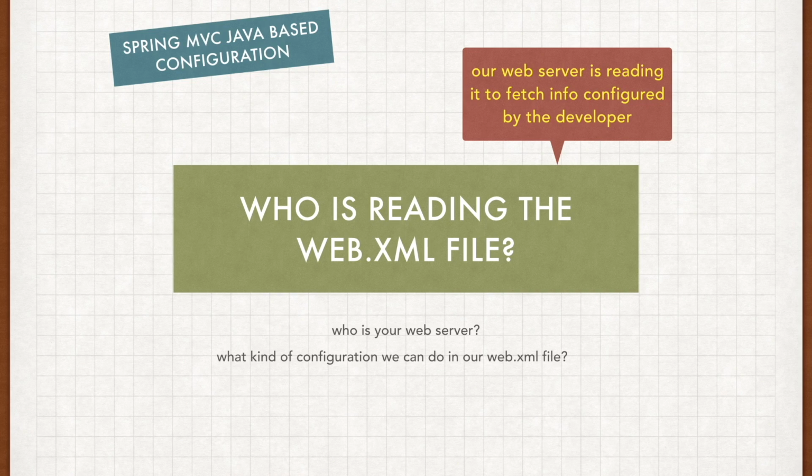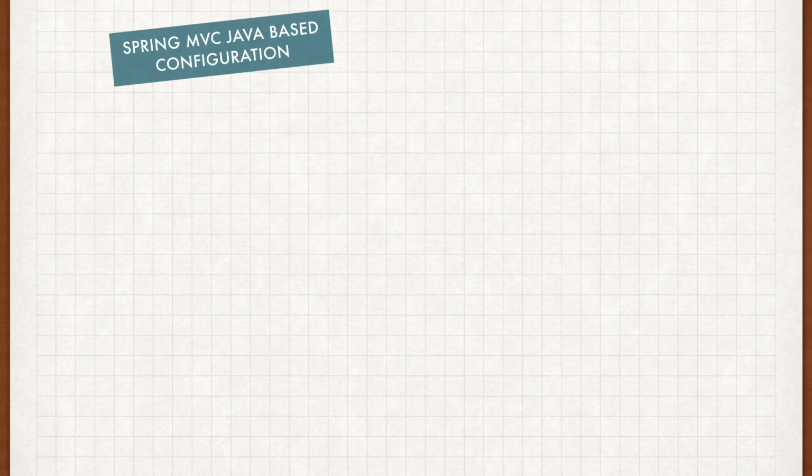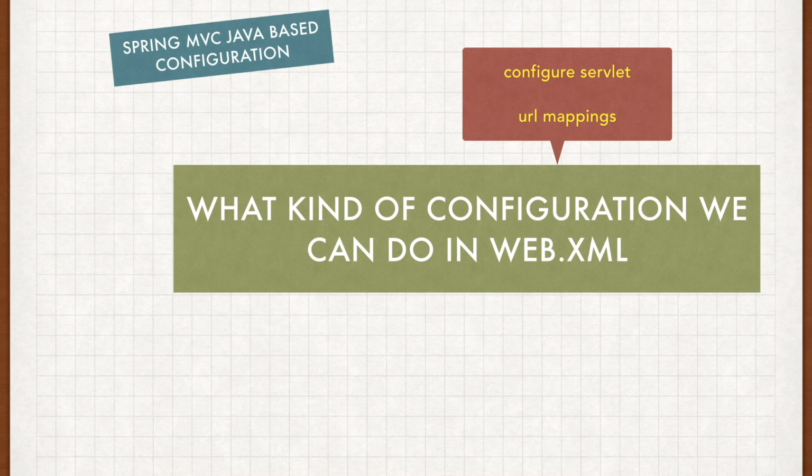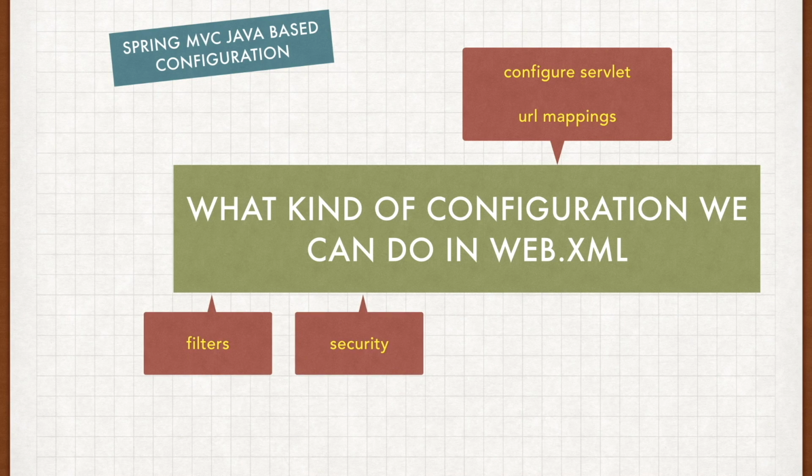And what kind of configuration can we do in our web.xml file? That's a good question. If you are already familiar with Servlet and JSP, you might have a pretty good idea about the web.xml file. But just for understanding, these are a few things we can configure inside web.xml. For example, I can configure my servlet and the URL mappings, and we have already seen how we can configure a servlet when we configured our dispatcher servlet in the XML way. Apart from servlets, we can also configure filters. We can also configure security. We can authenticate the requests which are coming to our website.